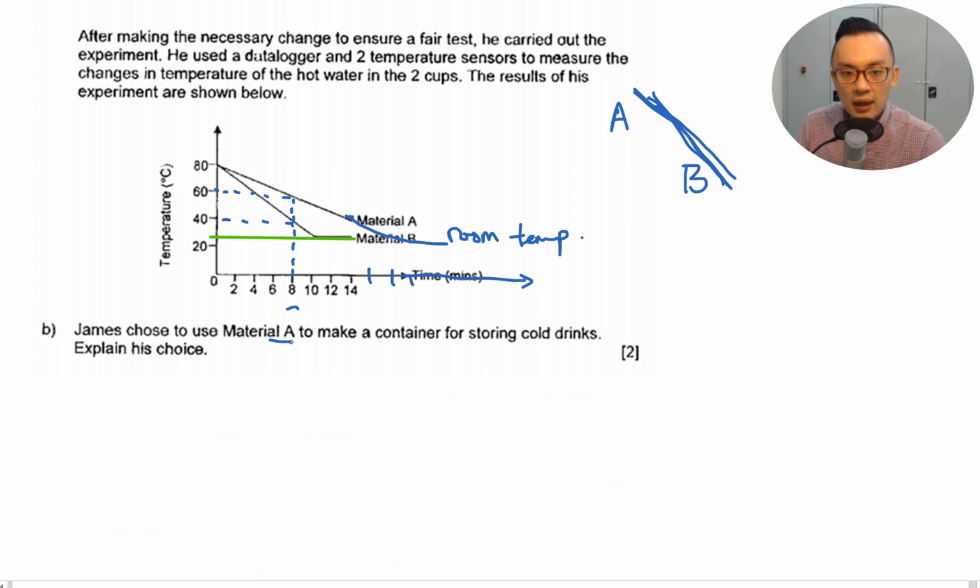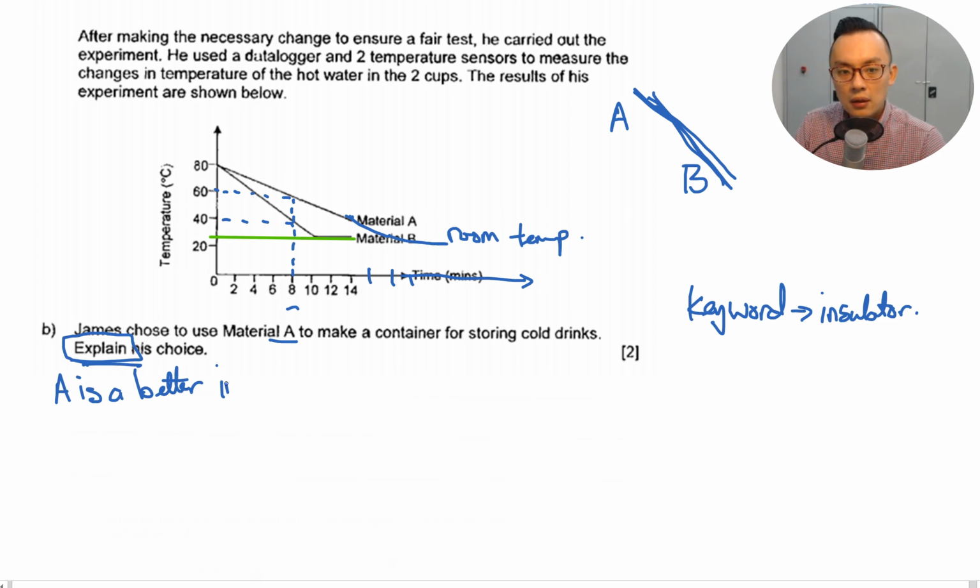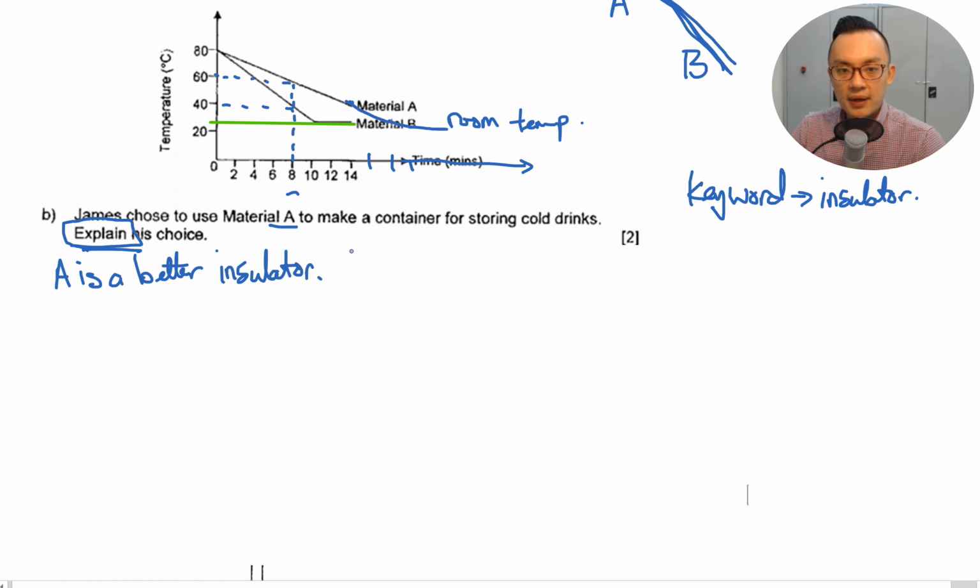James chose to use material A to make a container for storing cold drinks. Again, explain his choice. In this explanation, you must write the keyword, which is insulator. So you must say that A is a better insulator. Why is A a better insulator? A is a better insulator, and again, you ask yourself, so what? What if A is a better insulator?